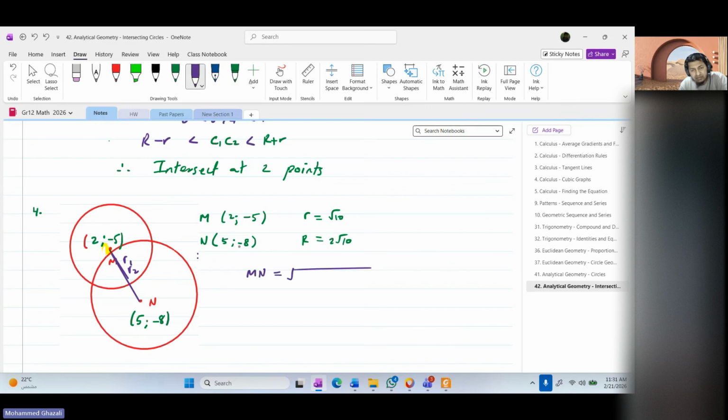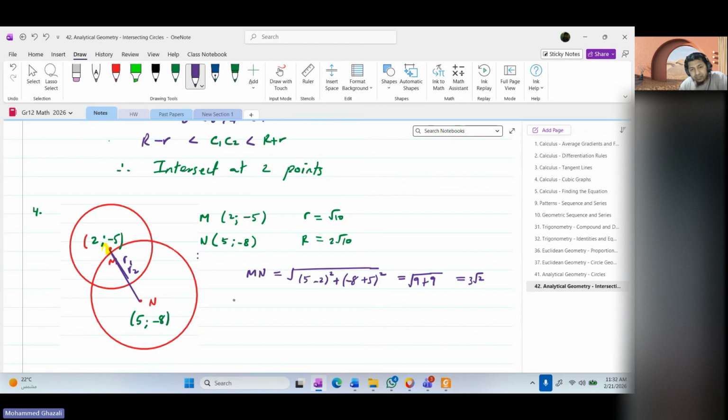Now, we find the distance between the two centers, which is MN, which is equal to square root of 5 minus 2 squared plus minus 8 minus 5, so minus 8 plus 5 squared. Right, just using the distance formula, straightforward. So that will give us square root of, what's 5 minus 2? That's 3 squared is 9 plus, again, minus 3 squared, which is 9. All right. Square root of 18. So 3 root 2.